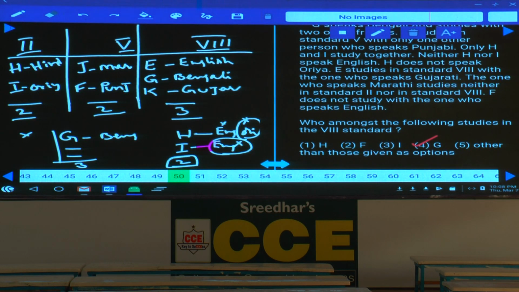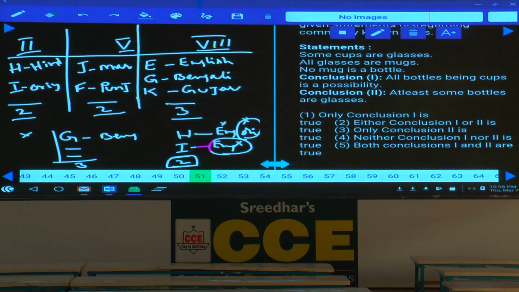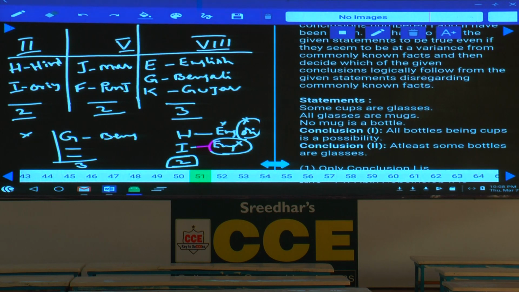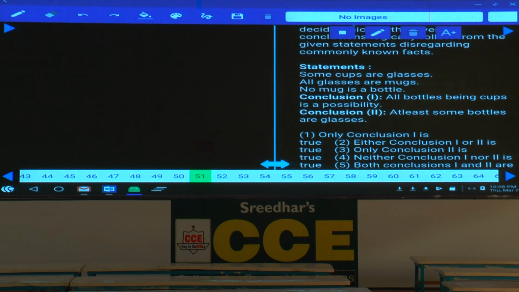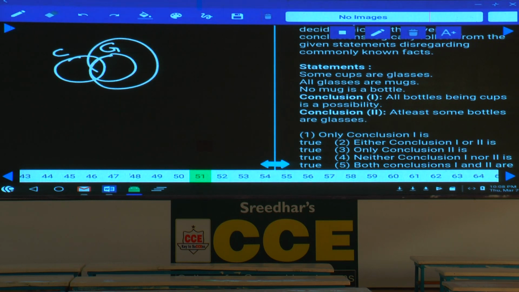Then 51 to 55. Now in these question numbers 51 to 55, these 5 are based on syllogisms, isn't it? Now syllogisms, it is definitely follows, logically follows. Then condition number 1, some cups are glasses. Now we are representing the data like this. Some cups are glasses can be written like this, cup and glass. Some cups are glasses, all glasses are mugs. All these glasses are what? Mugs. And no mug is a bottle. No intersection between mug and bottle.